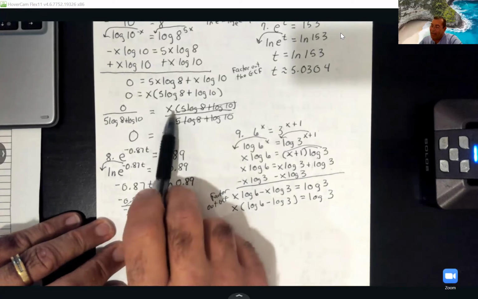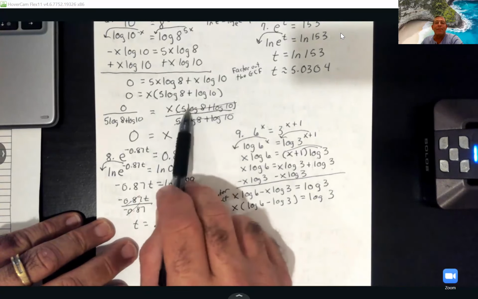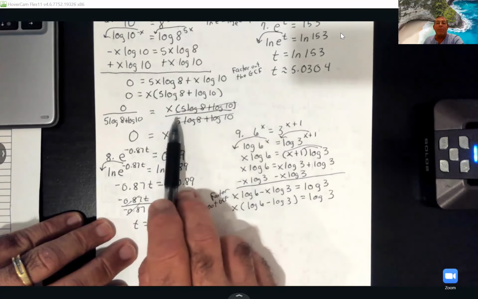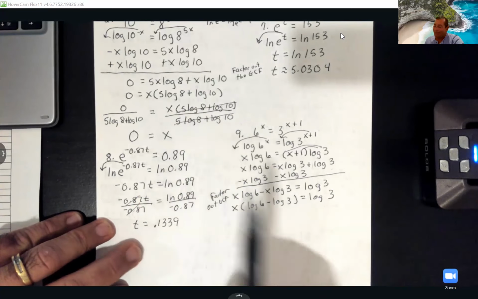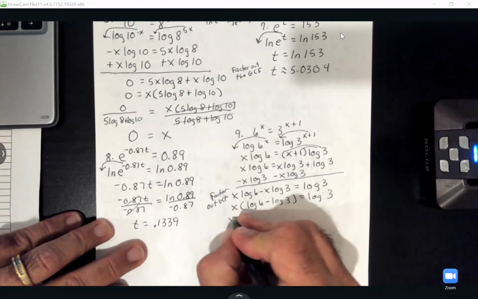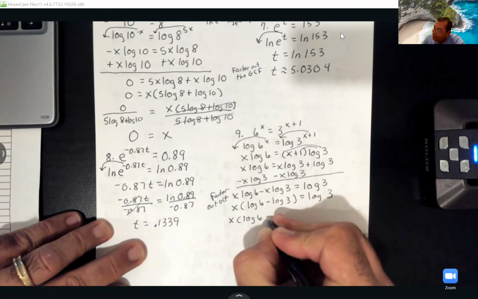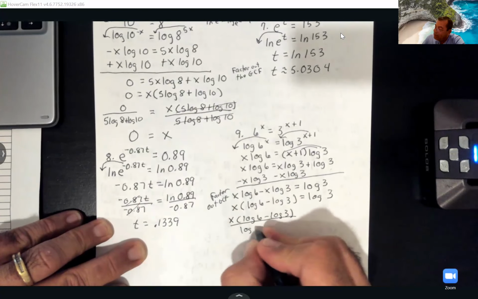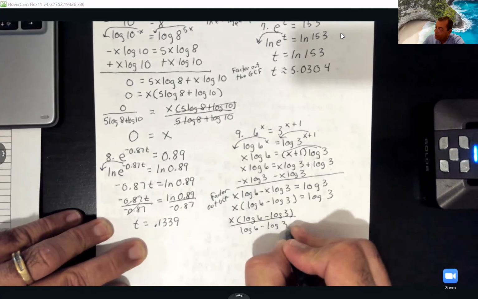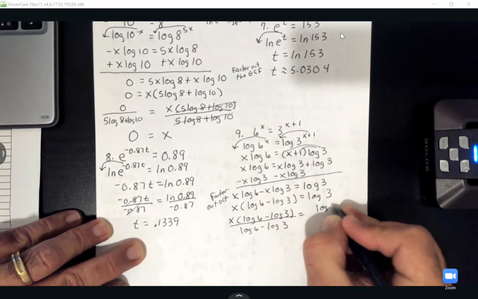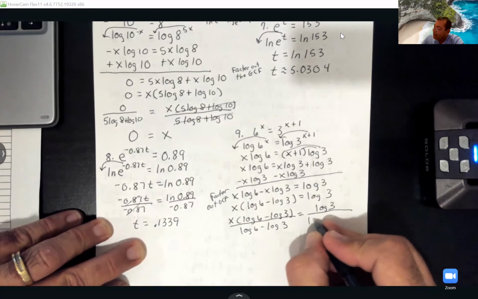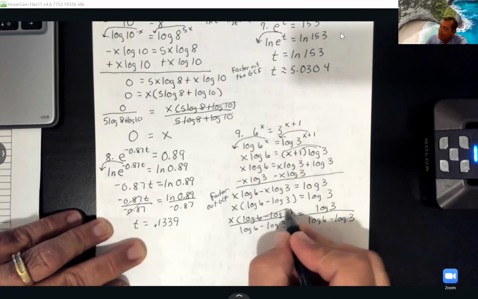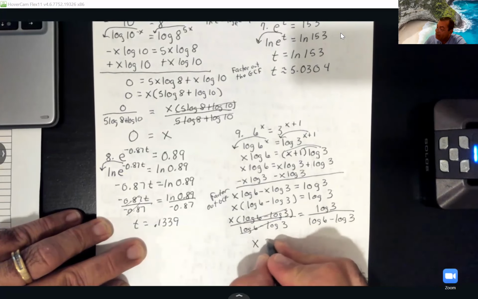And you remember up here when I had the x and I had all this log stuff? Well, I got an x with all this log stuff. So that means I need to divide both sides by all that log stuff, right? Right. So we'll have x times log 6 minus log 3, divided by log 6 minus log 3. That'll equal log 3 divided by log 6 minus log 3. Well, this side, those cancel, and you do got your x.